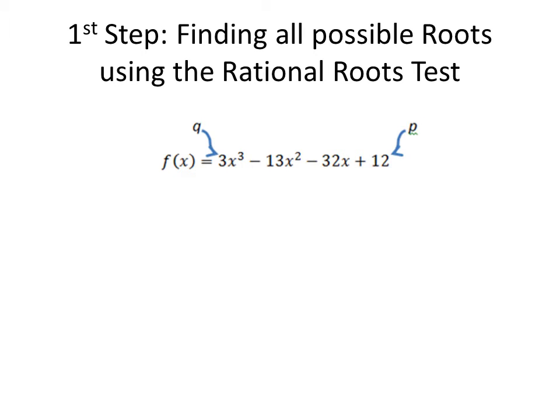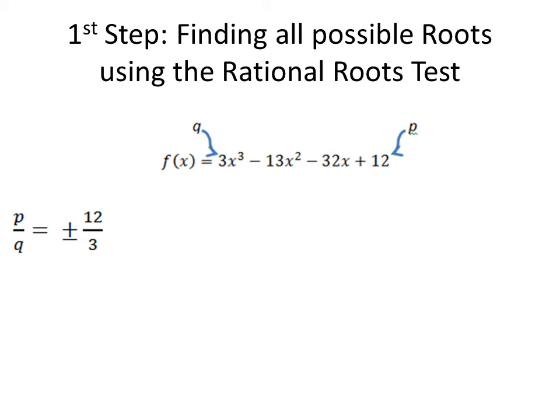The first step in finding all the possible roots, or where the polynomial crosses the x-axis, is using the rational roots test. This helps us narrow down our choices for what roots we're looking for, so we don't just start dividing any number. So to do that, we're going to find our p and our q. Our p is the constant that's added to the end of the polynomial, and our q is going to be the coefficient in front of the highest term. And in this case, it's a 3.